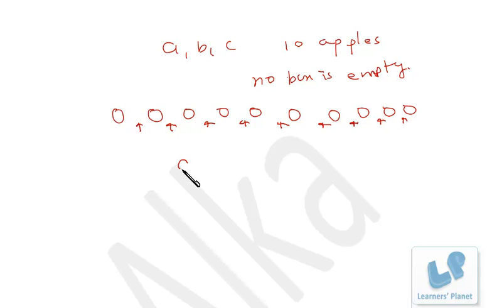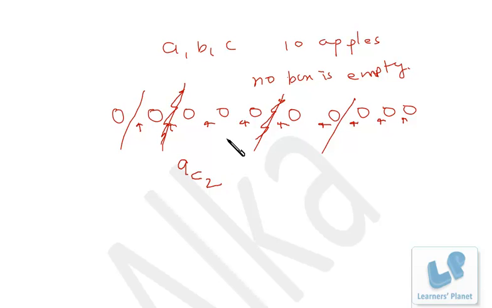Right? So out of 9 gaps, if you select 2 gaps this way, automatically 3 partitions will be there. So A is 2, B is 3 and C is 5. Similarly, if you select this or maybe this gap, then 1, then 4 and then 5, 6, 5. So this way you can make all the combinations.